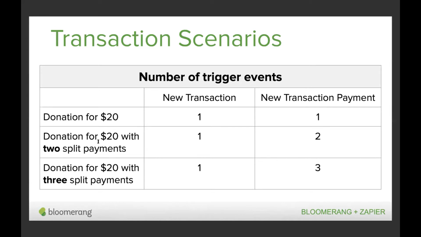If I were to enter a donation for $20 with two split payments, the new transaction would still only run once, but the new transaction payment would trigger twice, once for each payment. And if it was the same $20 donation, but with three split payments, we would get that same single trigger if we were using new transaction, versus we could have three separate triggers for using the new transaction payment.